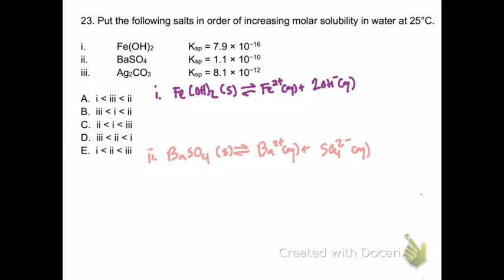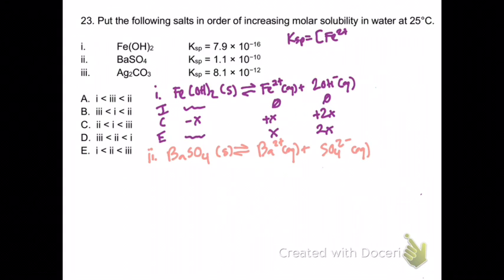So don't take my word for it, take algebra's word for it. You can't go wrong with an ICE table. So if we don't care, this is 0 and this is 0. Minus x, classic, plus x, plus 2x, on account of the stoichiometric coefficient. We don't care, minus x is we don't care, 0 plus x is x, and 0 plus 2x is 2x. Cool.